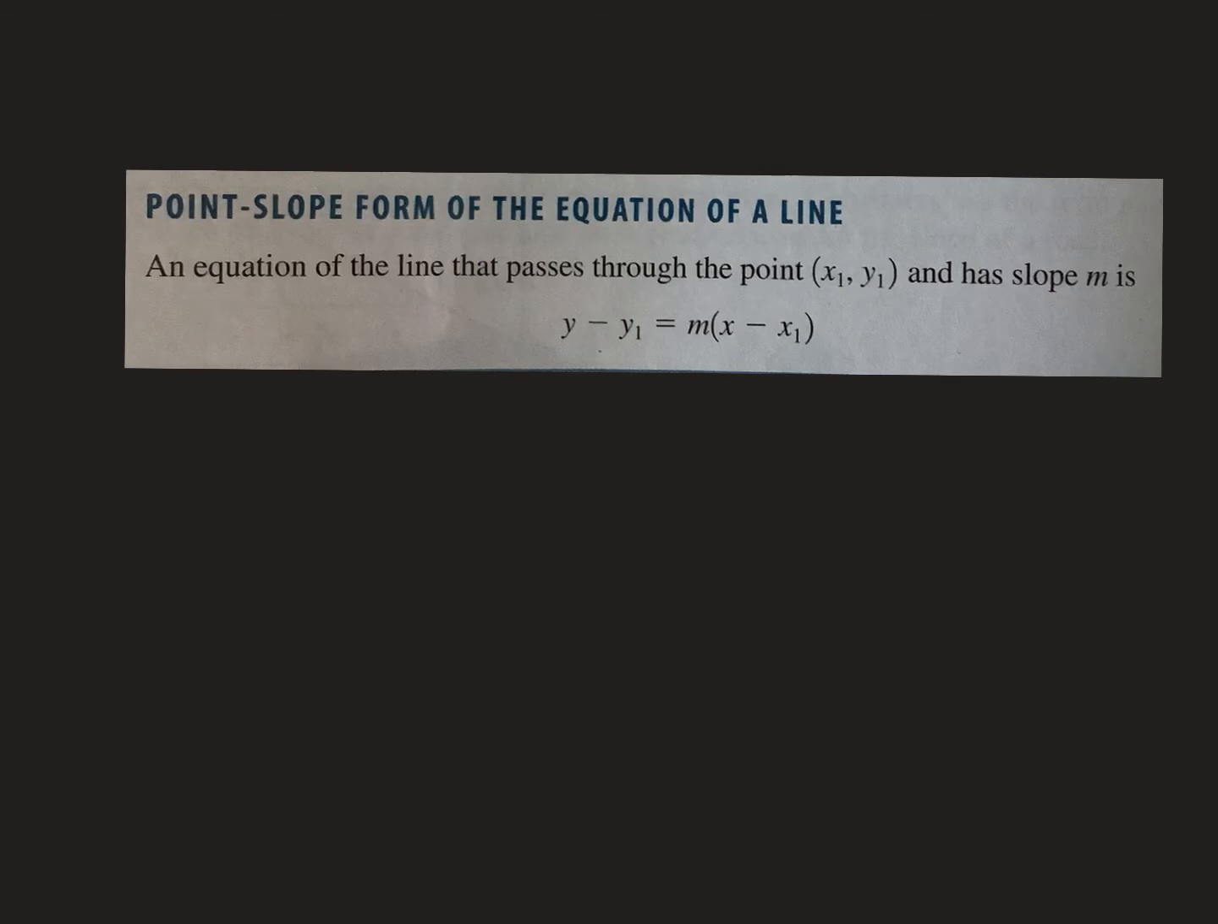Point slope form, you've seen this before too. We're going to use this the most today. Point slope form is y minus y1 equals slope times x minus x1. That's how you find an equation of a line that passes through a point, and you know the slope, which is what you normally have. So we're going to use this the most.